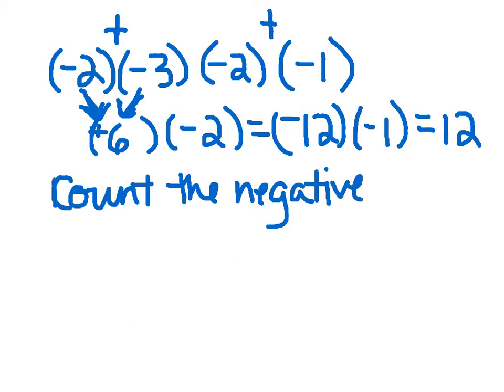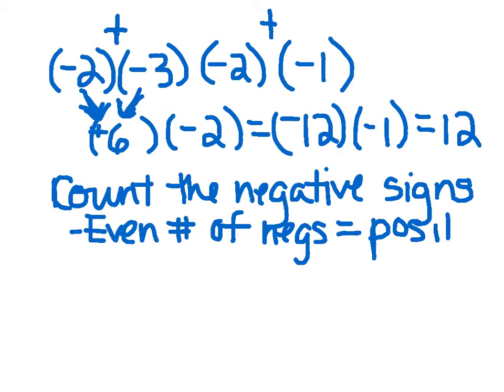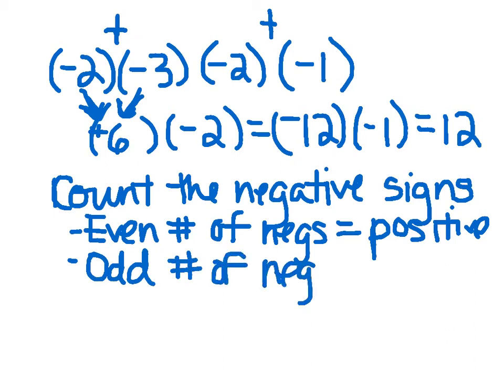I already know from years of working with math, a positive times a positive times a positive times a positive, that's always going to be positive. The only thing that matters are the negative signs because it sort of reverses the direction. So count the negative signs. An even number of negatives equals a positive, and an odd number of negatives equals a negative.